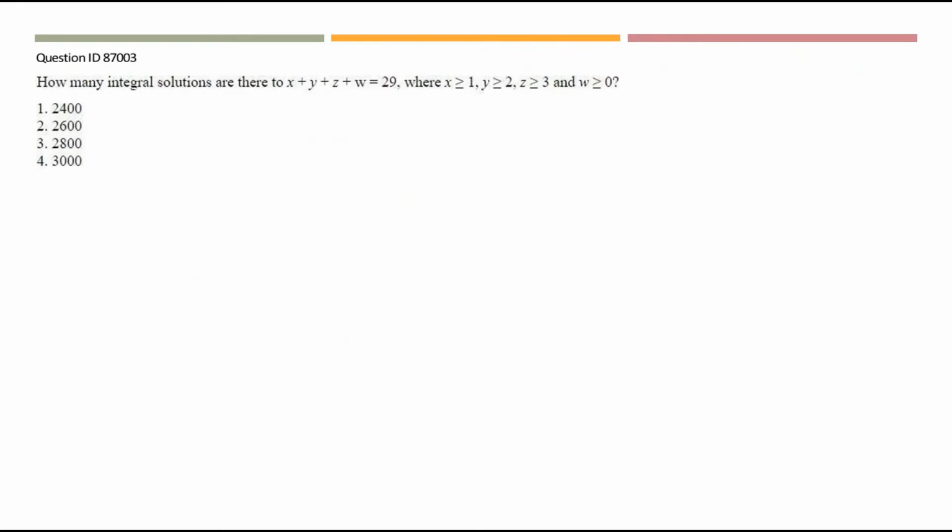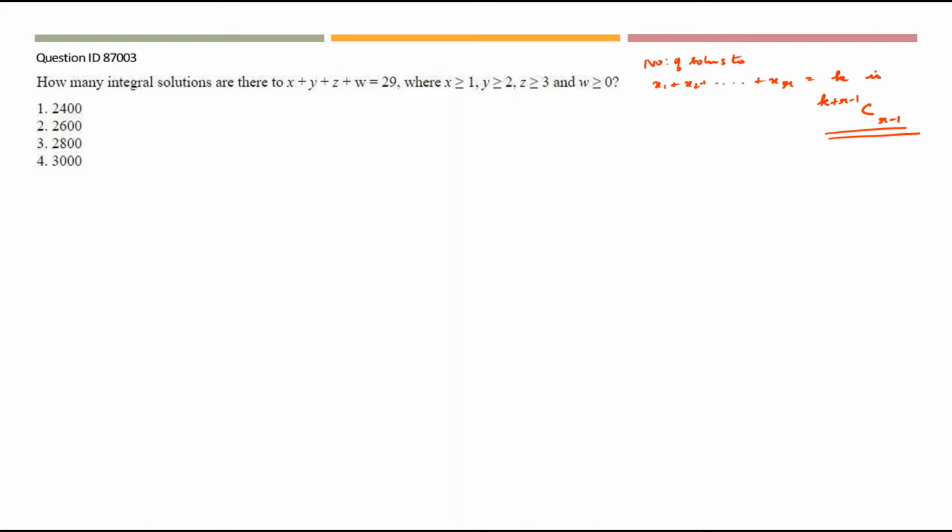Next question. How many integral solutions are there to x plus y plus z plus w is equal to 29, where x is greater than or equal to 1, y is greater than or equal to 2, z is greater than or equal to 3 and w is greater than or equal to 0. For integral solutions, the number of solutions to x1 plus x2 plus till xr is equal to k, for this equation, the number of solutions will be k plus r minus 1 C r minus 1.